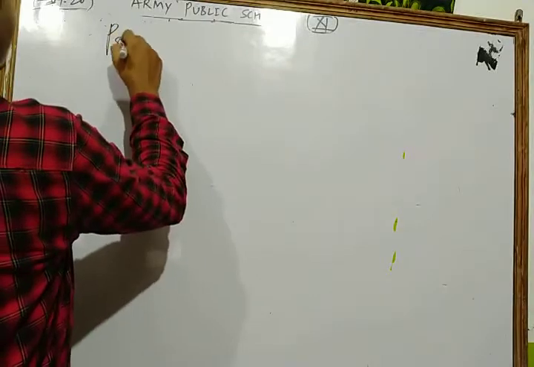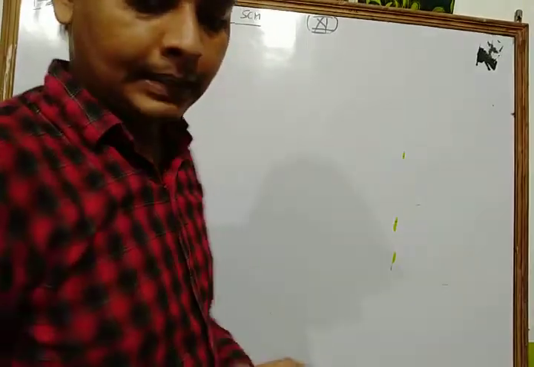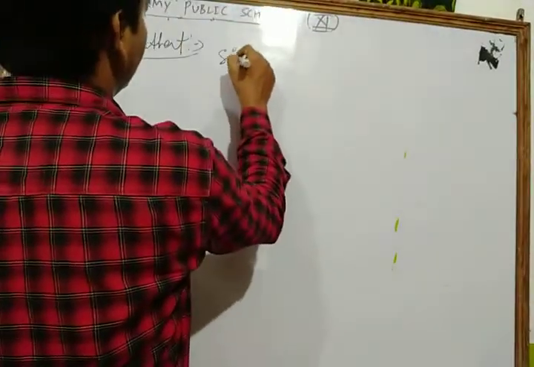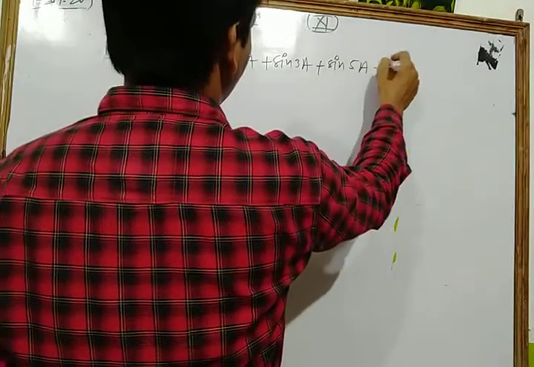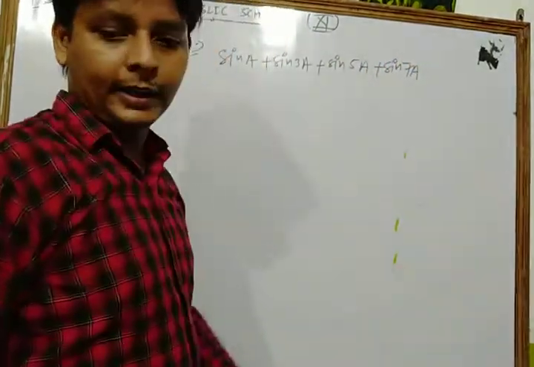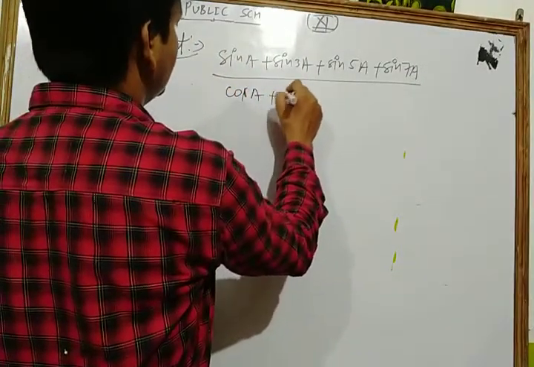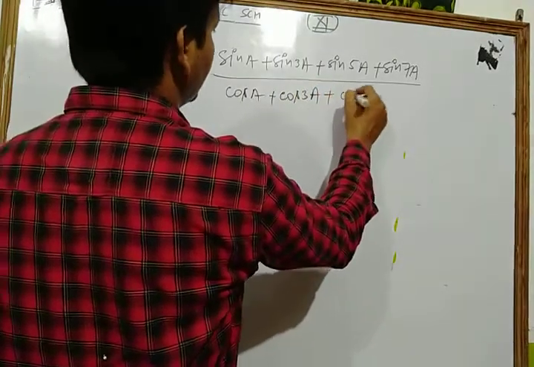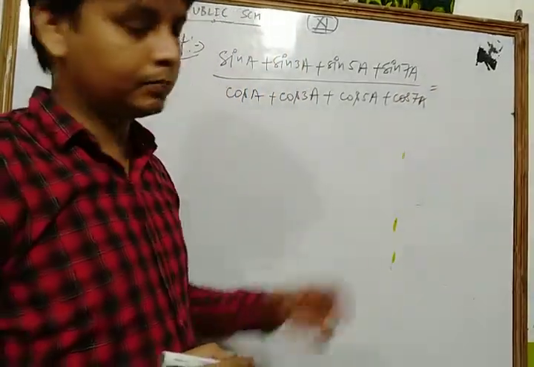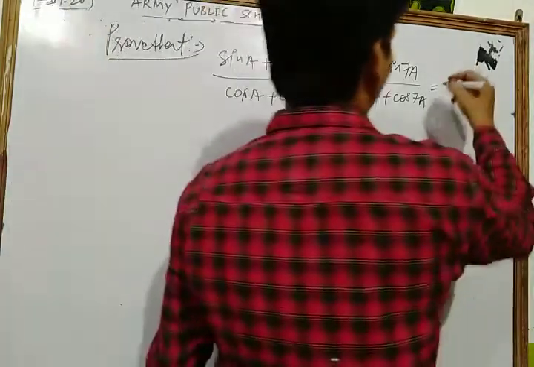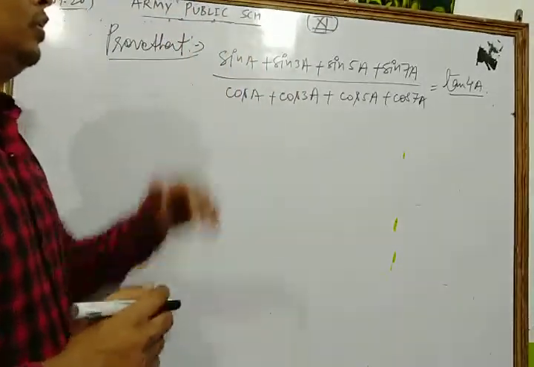Let's see, prove that (sin A plus sin 3A plus sin 5A plus sin 7A) upon (cos A plus cos 3A plus cos 5A plus cos 7A) is equal to tan 4A. We have to show that tan 4A, okay.